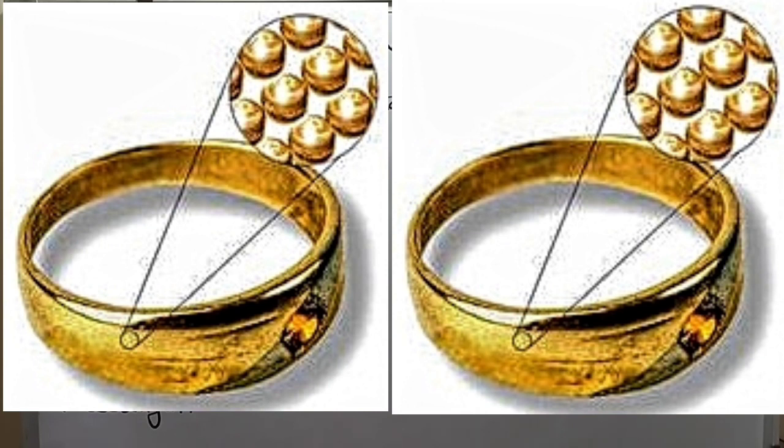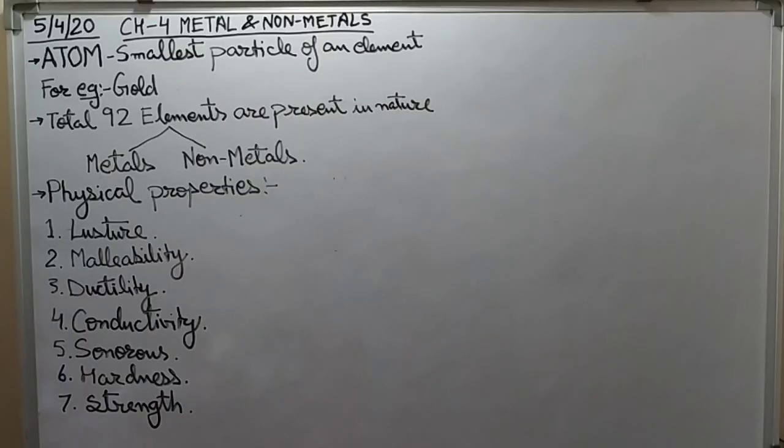Now, total there are 92 elements which are present in nature. कुदरती रूप से 92 elements हैं जो nature में present हैं. Those elements are categorized on their physical properties as metals and non-metals.